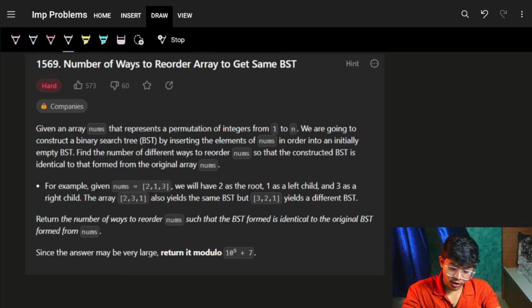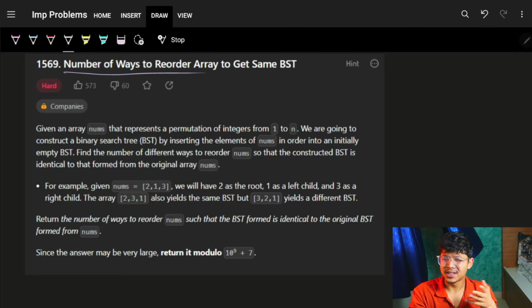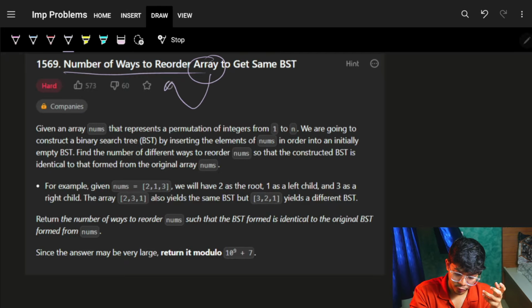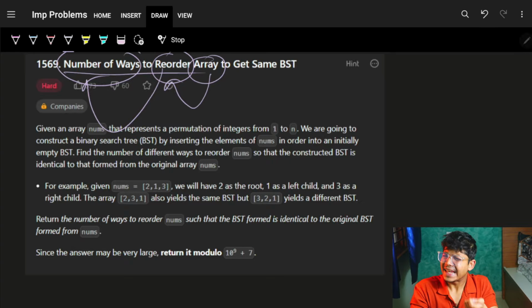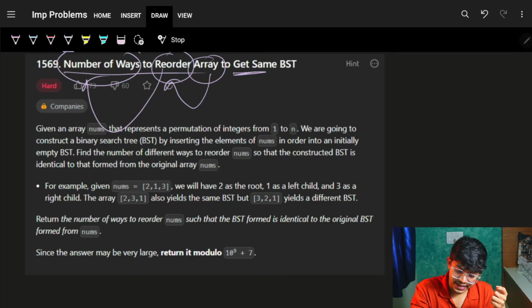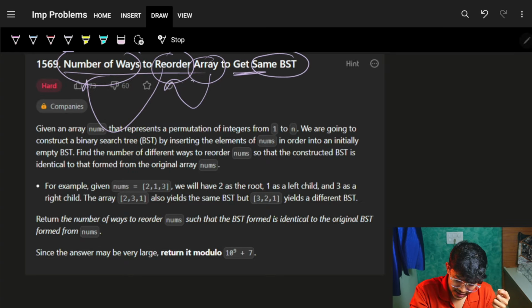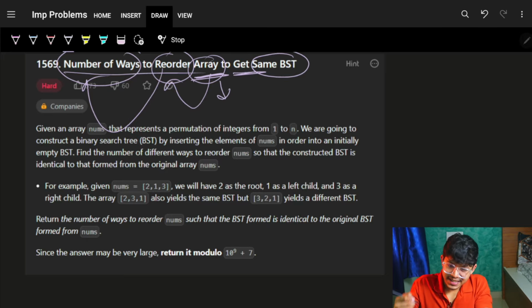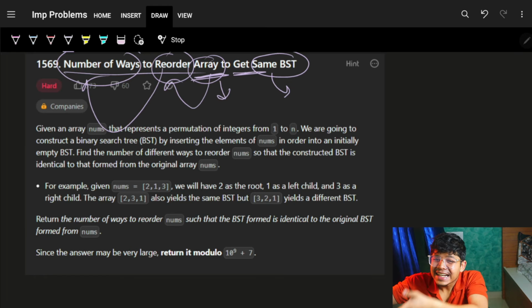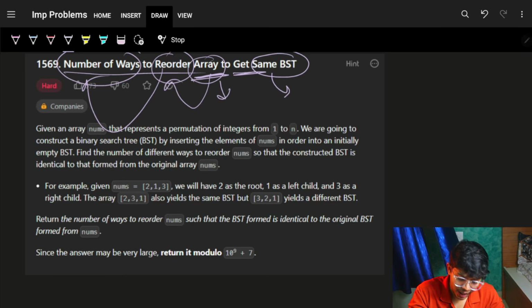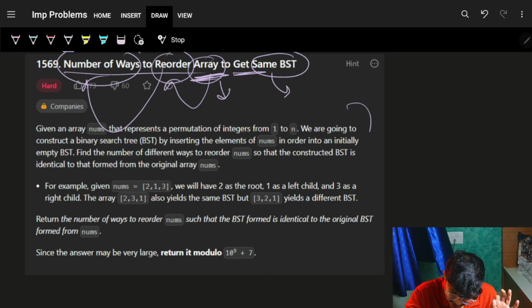Number of ways to reorder array to get the same BST. The problem says we have an array, we have to reorder it, and we have to know the number of ways to reorder the array. The aim is to get the same BST, which means whatever BST this array has, we have to get the same BST from any other ordering we make out of this particular array. That is the statement itself.